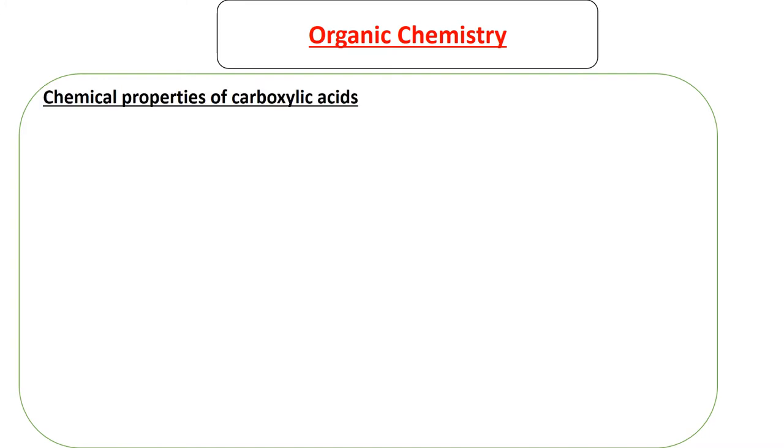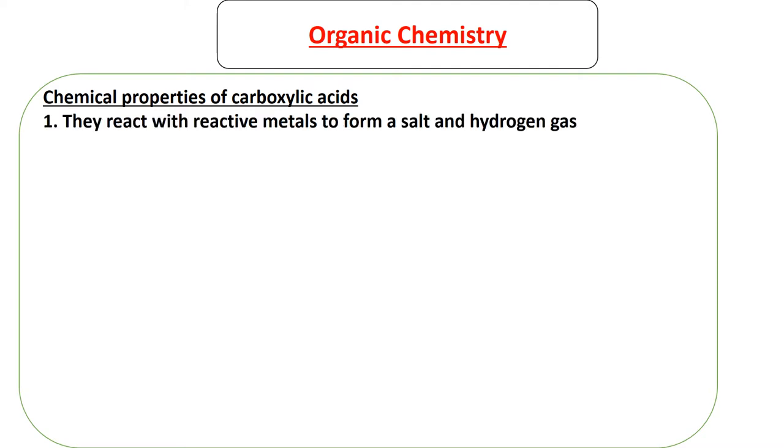What about chemical properties? Even the chemical properties are just the same as acids. We only have one which is just a bit special for carboxylic acids. So the first is they react with reactive metals to form a salt and hydrogen gas, just the way acids behave. So this is the reaction where sodium reacts with ethanoic acid. When sodium reacts with ethanoic acid, it forms sodium ethanoate. So this is a salt, and hydrogen is given out.